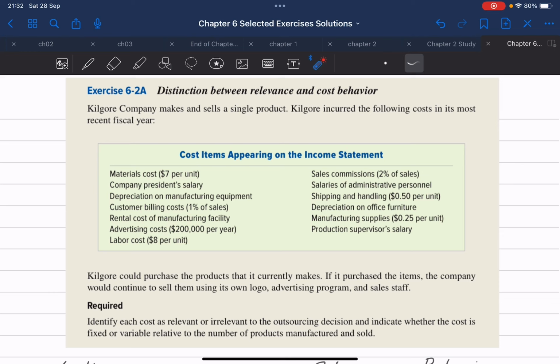Managerial Accounting course. Let's read the question together. Kilgore Company makes and sells a single product. Kilgore incurred the following costs in its most recent fiscal year. And then they're providing you with a table with cost items appearing on the income statement.